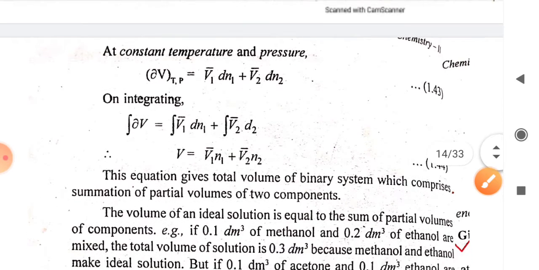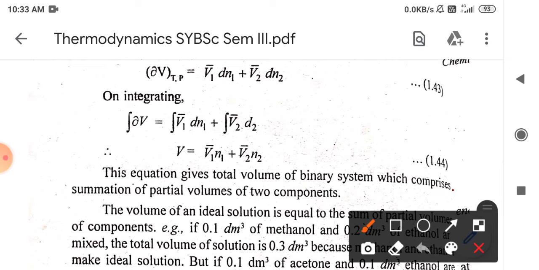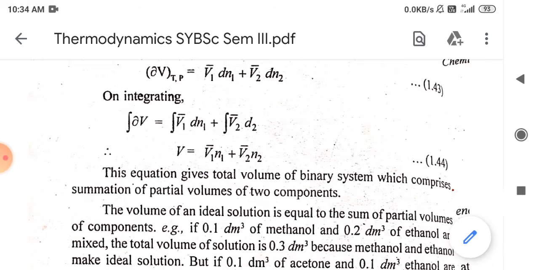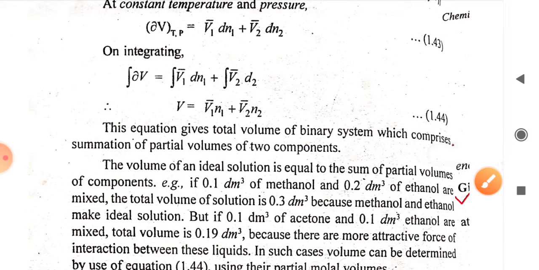So at constant temperature, like we have considered previously also, we can simply say that this dV at constant temperature and pressure is simply V1 bar, that is the partial molar volume at constant temperature, pressure and number of moles of the second component, into dN1, plus V2 bar into dN2. Okay, so upon integrating we can say that the total volume V is equal to V bar 1 into N1 plus V bar 2 into N2. So this equation is useful for the calculation of the total volume of the given solution.